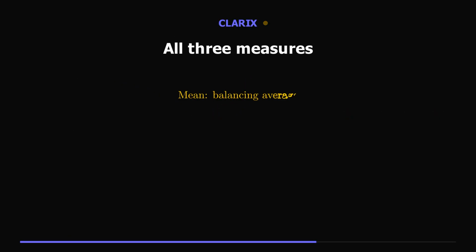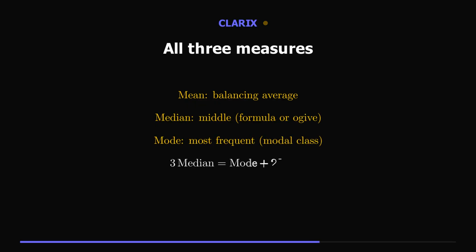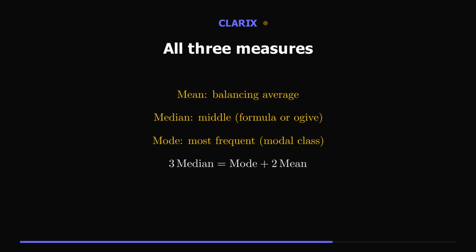Step back. You now have all 3 measures: mean, the balancing average; median, the middle, by formula or by ogive; mode, the most frequent via the modal class, and they're linked. 3 median equals mode plus 2 mean. So any 2 give the third.